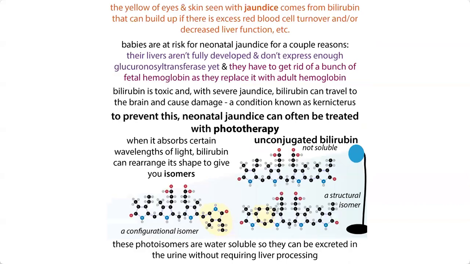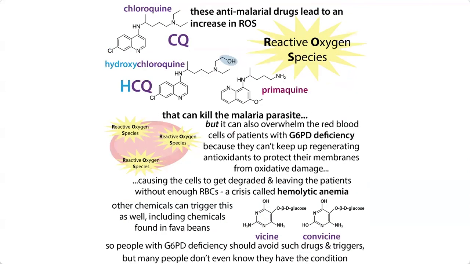And so, yeah, if you're wondering why jaundice is treated with light, basically it converts bilirubin, one of the breakdown products of your heme, into a form that's soluble and can be excreted out in the urine without requiring the liver to process it. That's in babies, but what about in adults or any person?